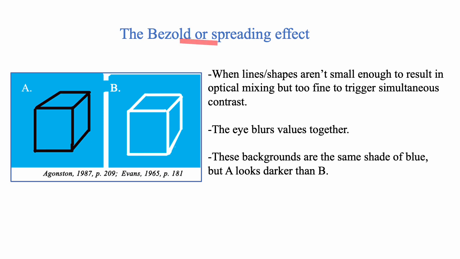The Bezold or spreading effect occurs when the eye blurs values together. This black box makes the blue background look darker than does the white box, even though they're the same color and value as shown by the bar connecting them. This occurs when the lines and shapes aren't small enough to result in optical mixing, but too fine to trigger simultaneous contrast. And in fact, it is the opposite to simultaneous contrast. Here, we're averaging values together, whereas with simultaneous contrast, it accentuates the differences.